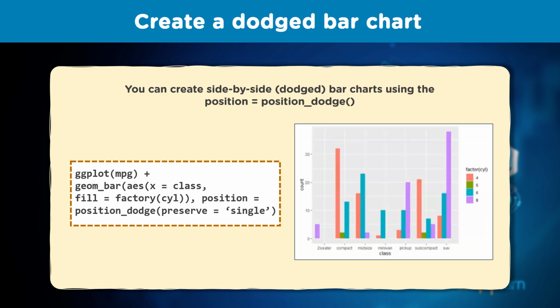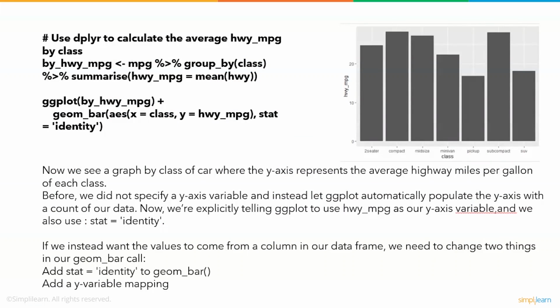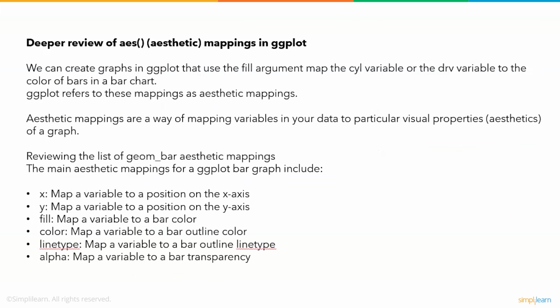You can also have a dodged bar in your ggplot, that is, bar charts which are not stacked but next to each other, and you can create that by setting your position as position_dodge. Now you can obviously use different packages which are inbuilt, and you can create your bar charts.